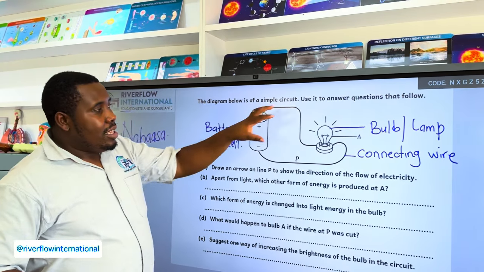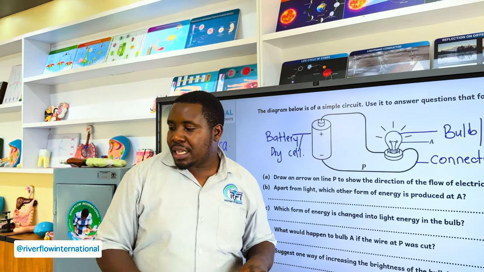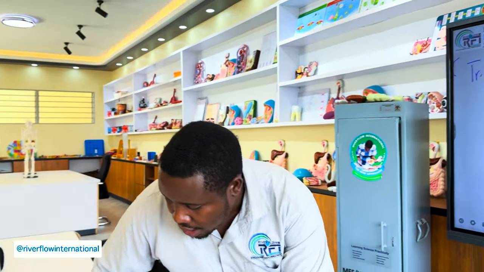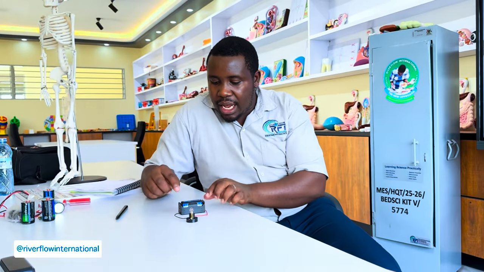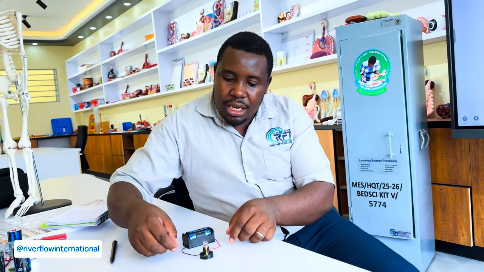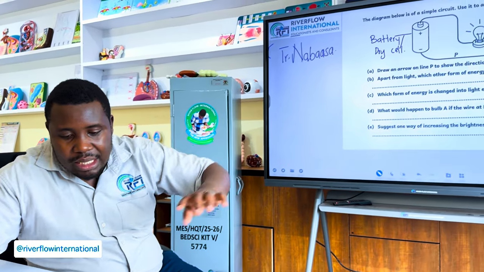Now, this connection, I wanted to show you practically. Just come and check here. When you look at this, you realize this is the battery. These are the two connecting wires. This is the bulb holder, which you can easily see the other side. And then this one is the bulb. Now let's screw in the bulb.